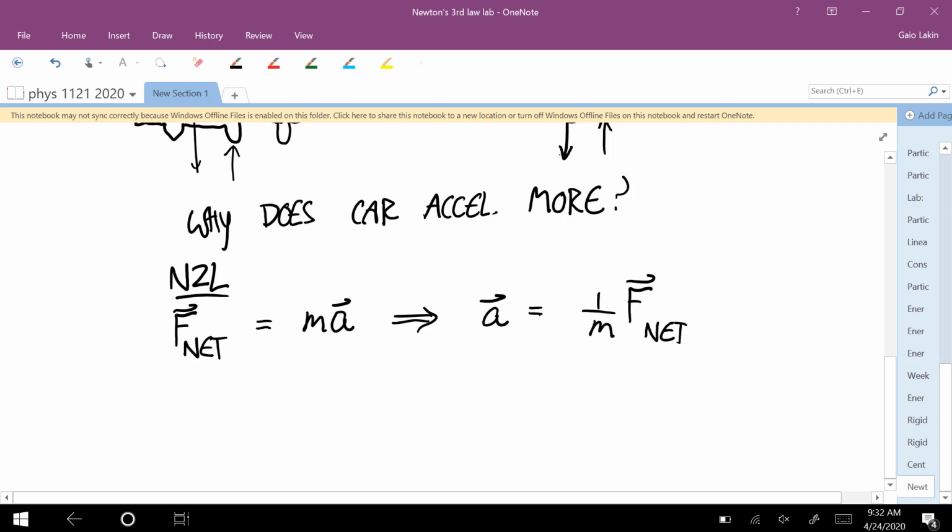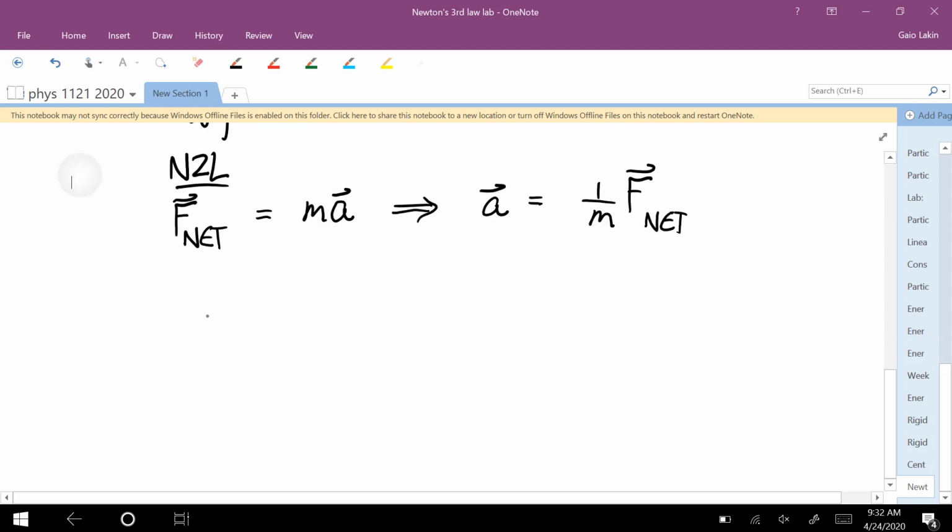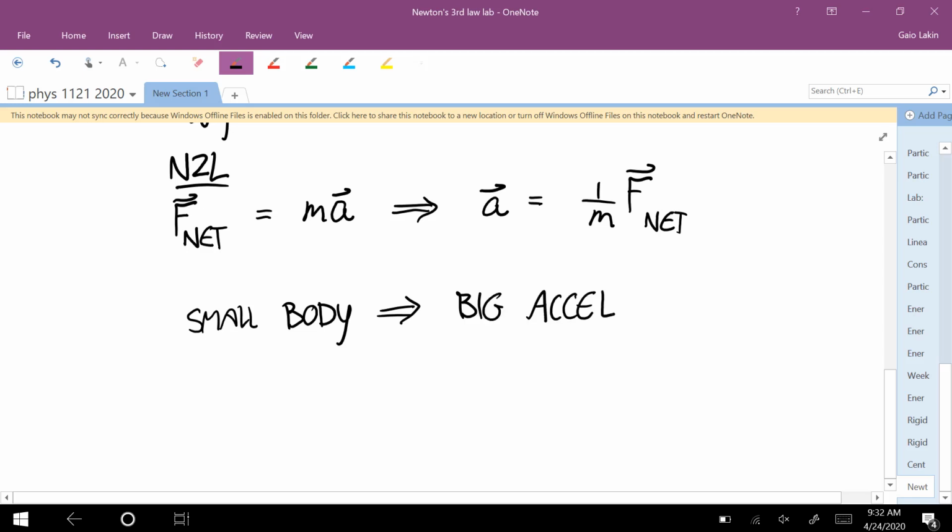So if you have a very massive body and a very low mass body that are in contact with each other, the forces that they're applying to each other are the same, equal and opposite, but the accelerations produced by that contact are very different. The small body has a big acceleration, and the large body has a small acceleration.